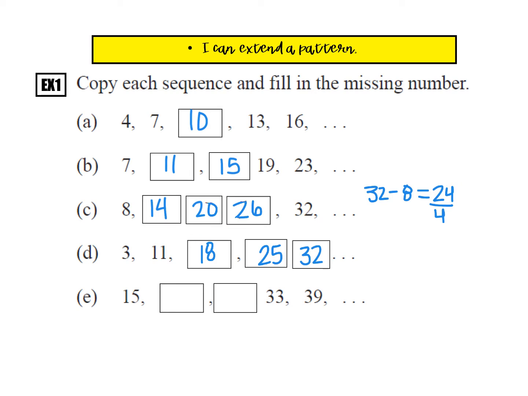All right, so for D, I'm adding 7 each time, so I end up with 18, 25, and 32. And then for E, I see that from 33 to 39 would be adding 6. So if I want to move backwards, I'm going to subtract 6, and then subtract 6, and subtract 6 to check and make sure it works out.